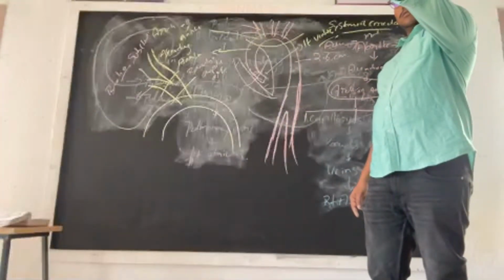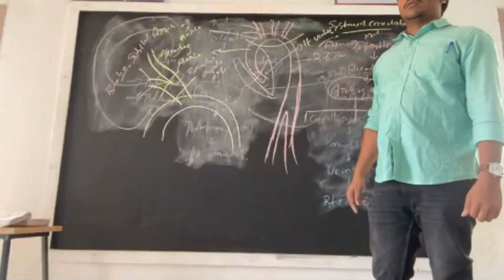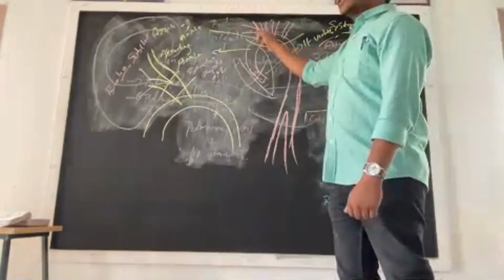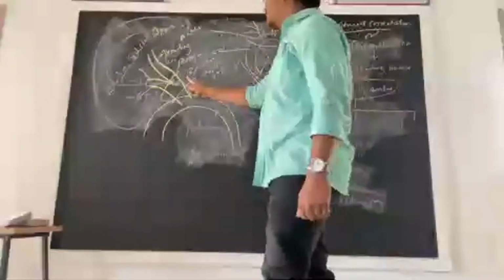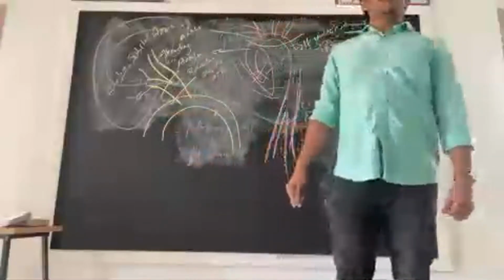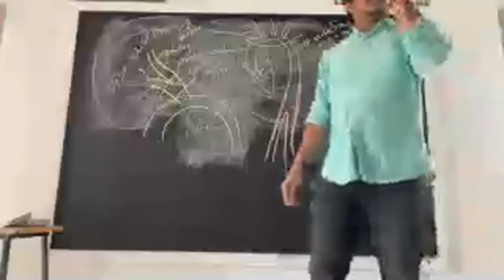Am I clear? Yes or no? Now, what is this first part? This one is called the brachiocephalic artery.